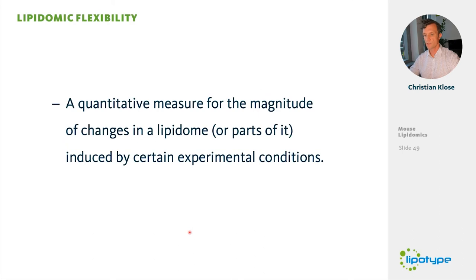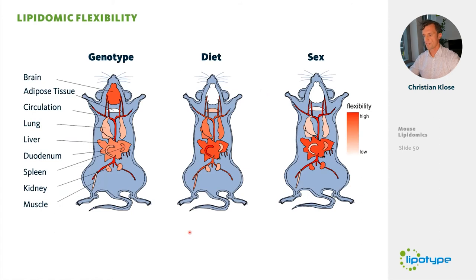And here's the definition once more to make it clear. The lipidomic flexibility we call a quantitative measure for the magnitude of changes in the lipidome or parts of the lipidome induced by certain experimental conditions. So here's the summary of the result, basically. You see here color-coded the different organs in the mice under the different conditions we have looked at. And I would like to highlight notable results. First is that the liver, shown here, and the circulation, which is essentially full blood or plasma, very often are very red, so to say, meaning they have a very high flexibility of the lipidome as imposed by differences in genotype, diet, or sex.